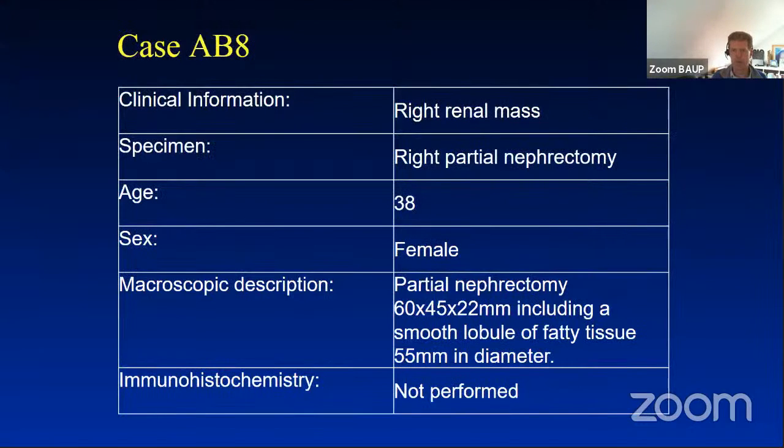So moving swiftly on to the next case, another kidney tumor, I'm afraid. We were told it was a renal mass. It's from a female, 38, and no immuno was performed.